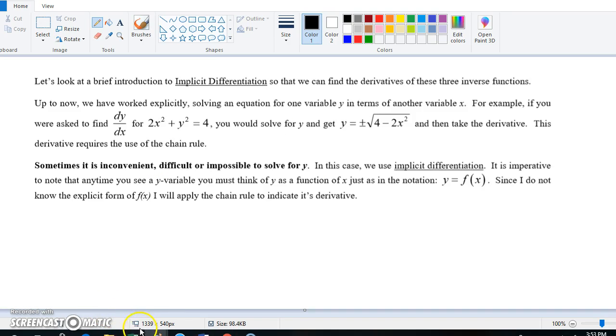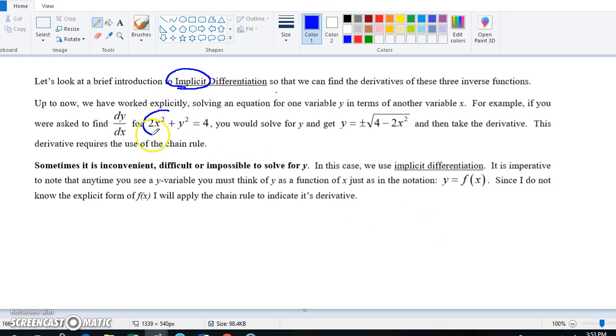Okay, so we've always looked at derivatives so far where we have a function of x, y in terms of x. Here we're going to look at what's called implicit differentiation. Implicit differentiation allows us to take a derivative of a function with respect to x when the function has y values or y variables in it.